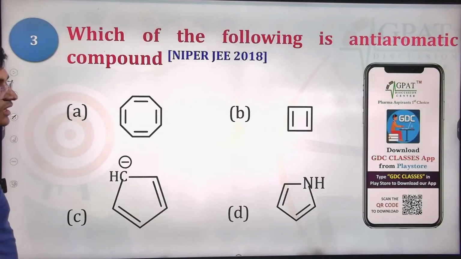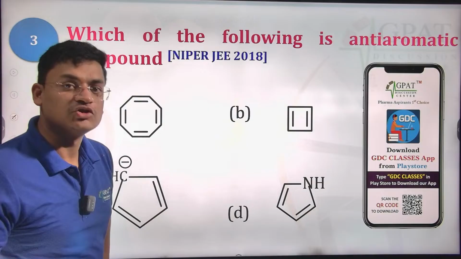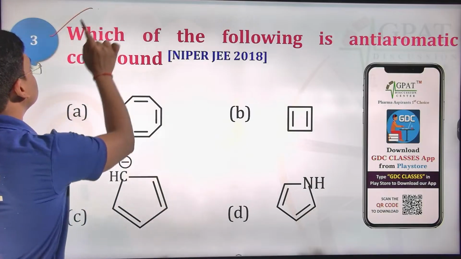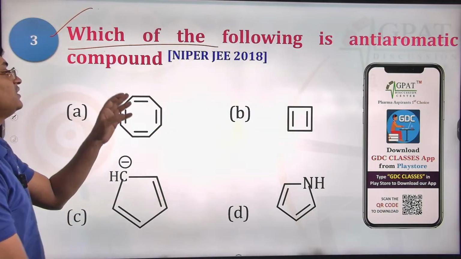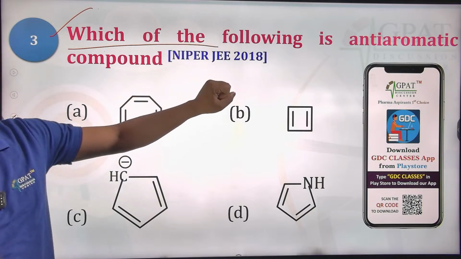So it will be cyclobutadiene, that is also known as 4-annulene. Next question, it is about which of the following is an anti-aromatic compound.